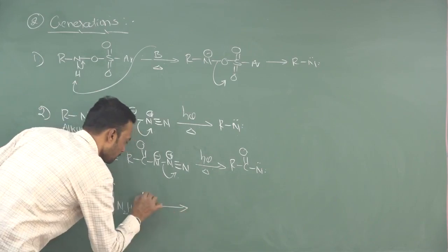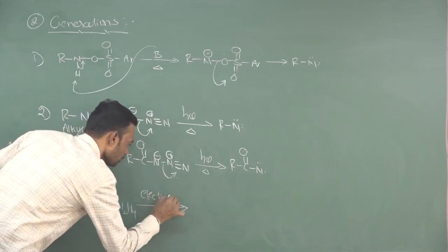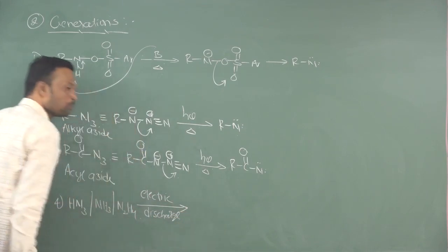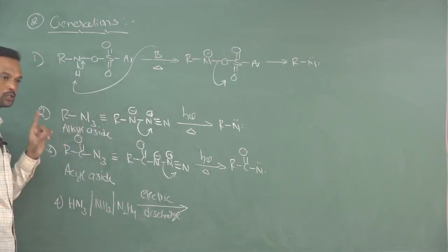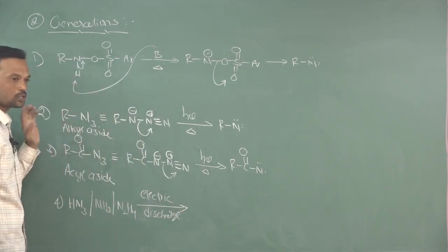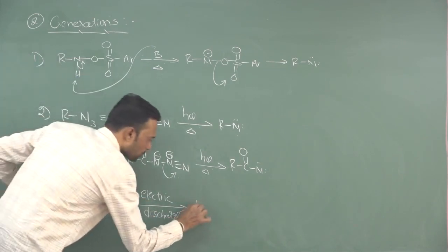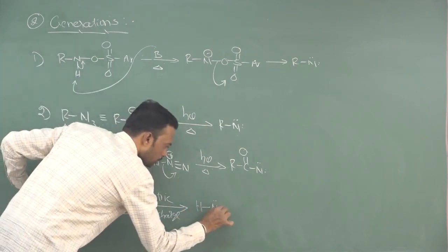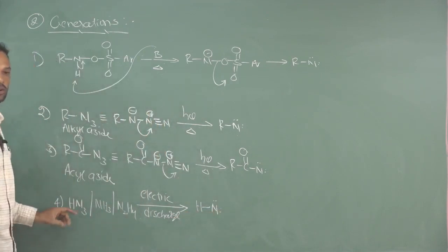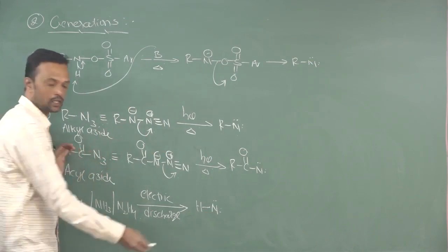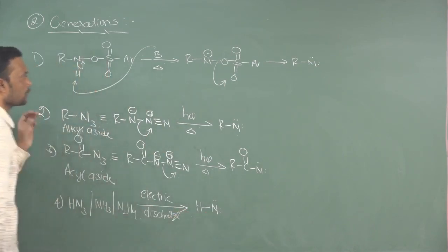This is on treatment with electric discharge. See, if you want to prepare a nitrene which carries only hydrogen on nitrogen, then direct photolysis is not a suitable method. Only with electric discharge is there a possibility of preparing nitrene carrying one hydrogen. Only the electric discharge method has a tendency to prepare a nitrene which carries hydrogen. Okay, right.